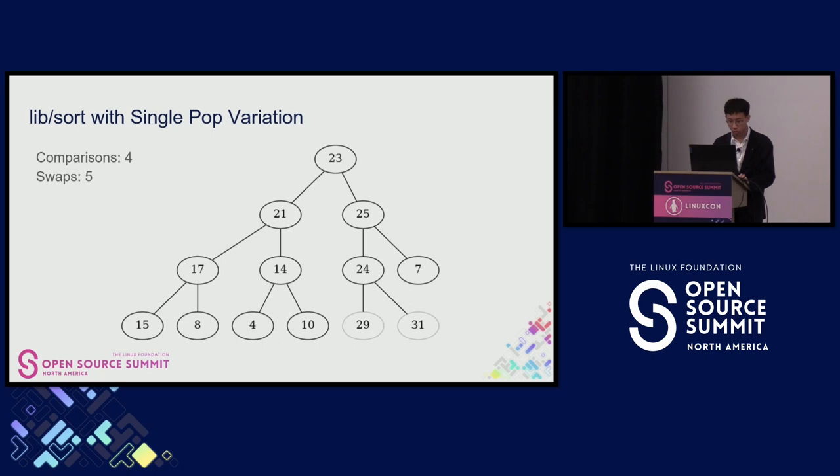Then we do another pop here for the second round. So we swap 23 with 29, and we do the same things again to find the sift down path. So we have another three comparisons and do the swaps here. So in total, we have seven comparisons and seven swaps.